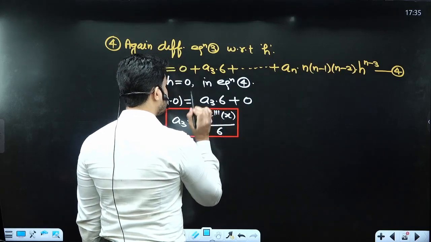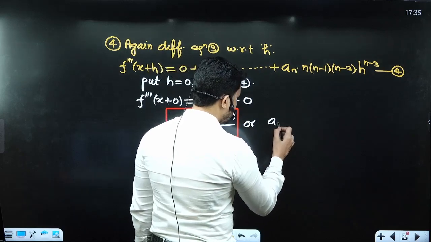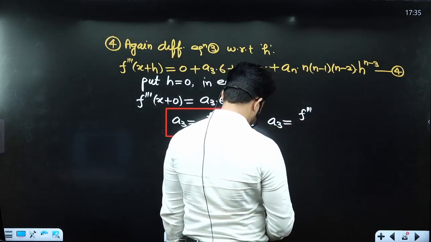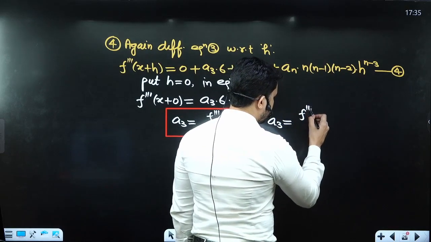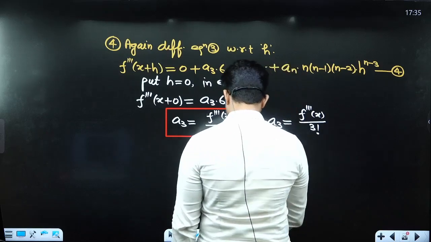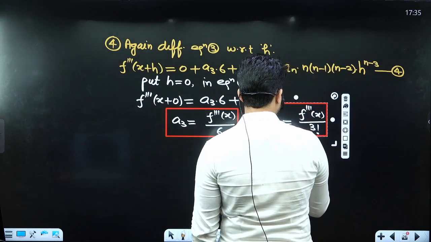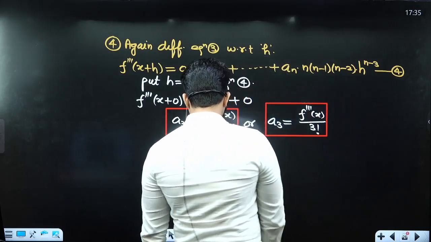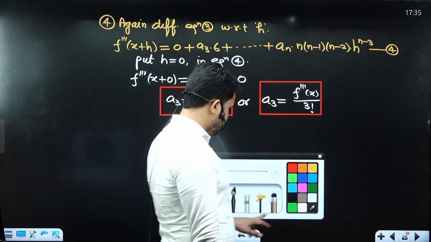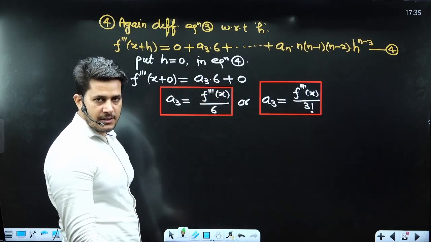Now you know 6 is the value of factorial 3. So a3 is f triple dash x upon 3 factorial. Right? Similarly, can you find the value of a4, a5, a n?